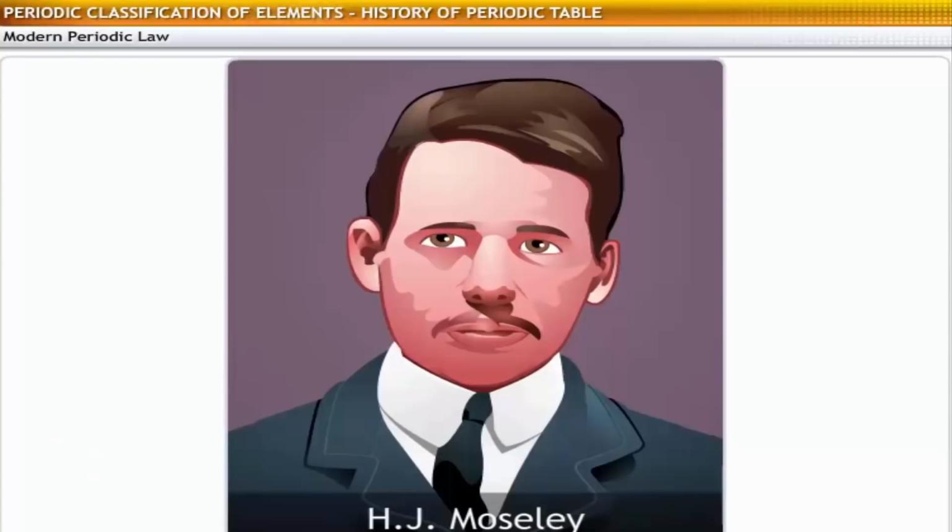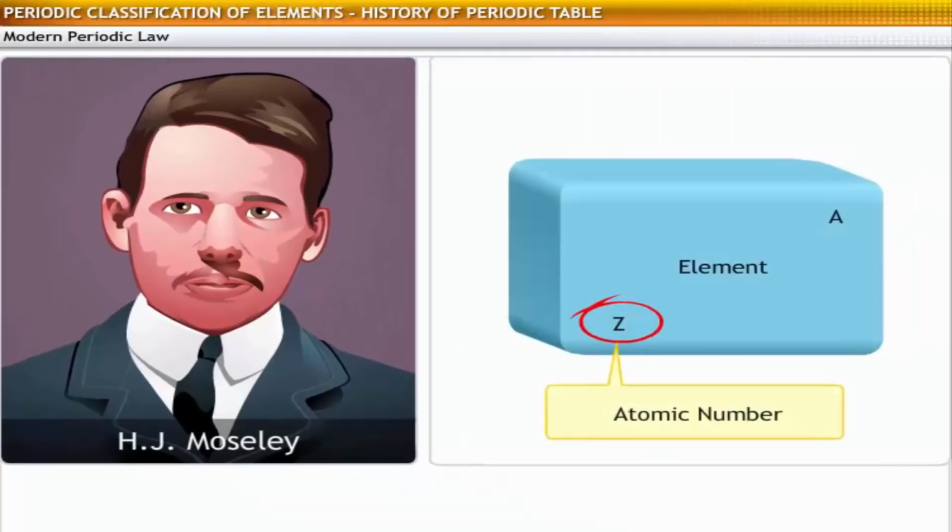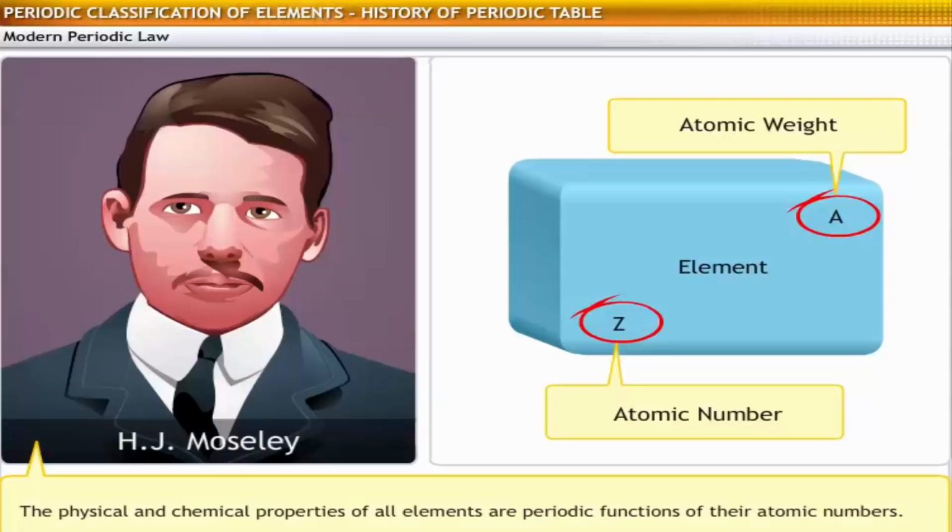H. G. J. Moseley, an English physicist, built further on the periodic table to resolve the problems encountered in using it. He discovered that atomic number is a better basis for classifying elements than atomic weight. On the basis of his work, he developed the modern periodic law. The modern periodic law states the physical and chemical properties of all elements are periodic functions of their atomic numbers. The modern periodic law has become the universally accepted form of classification of elements, as it does not suffer from the demerits of Mendeleev's periodic table.